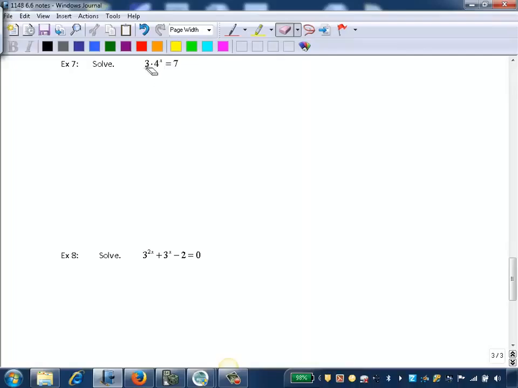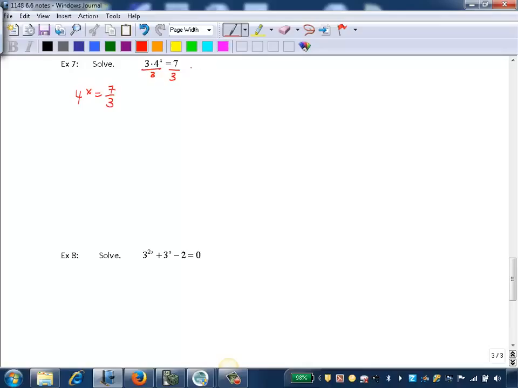So remember that this is not equivalent to 3 times 4, 12 to the x. Remember, our order of operations says that x applies only to the 4, and then that whole thing is multiplied by 3. So if we want to use logarithms to rewrite this without the exponent, we're going to have to first get that 3 off of there. So we're going to divide both sides by 3. So we'll have 4 to the x equals 7/3.